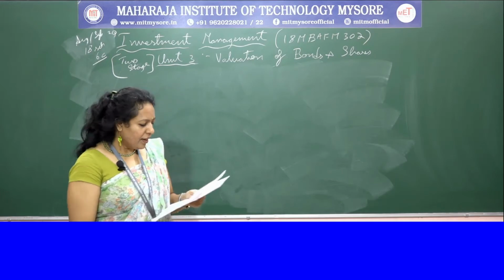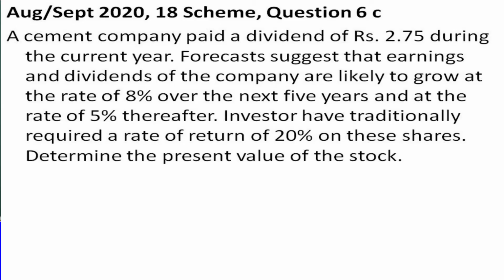You have to analyze, and then you'll come to know which formula to apply. They will not tell which formula to apply. So I'll just read out this problem. Okay, so let's begin. A cement company paid a dividend of rupees 2.75 during the current year. So that is the dividend. Forecast suggests that earnings and dividends of the company are likely to grow at the rate of 8% over the next 5 years, and at the rate of 5% thereafter.